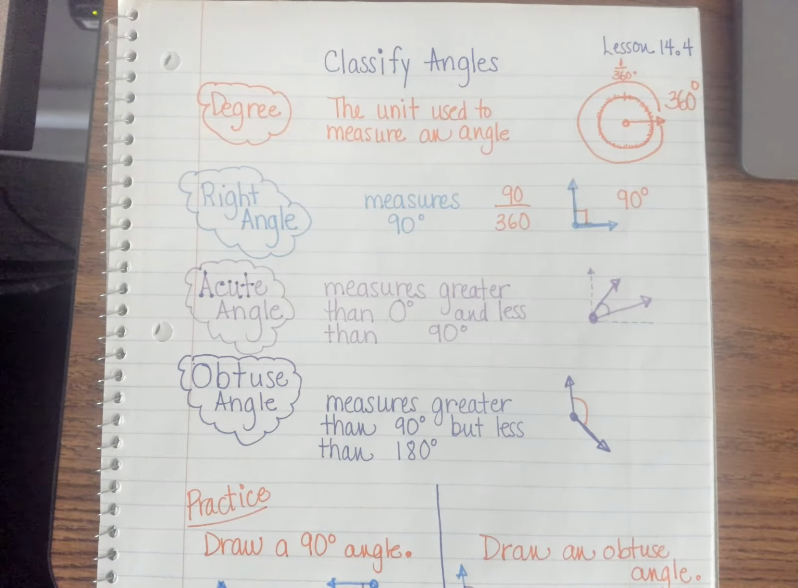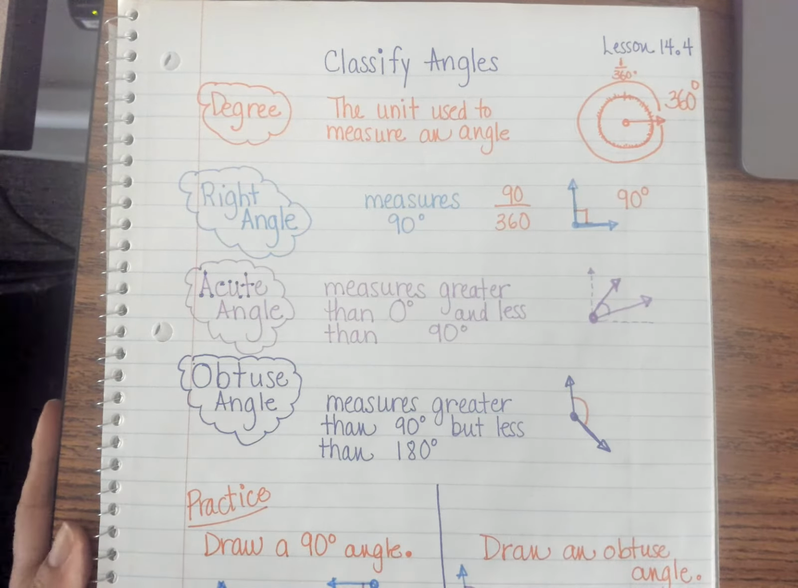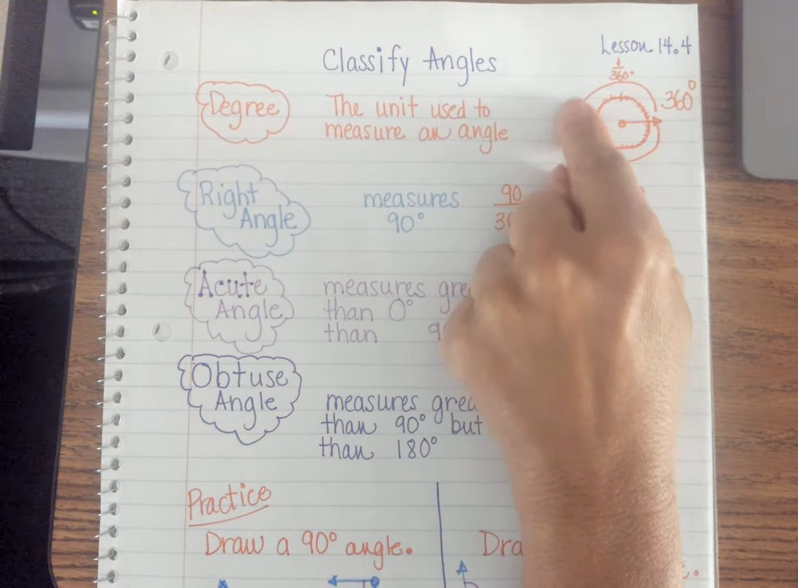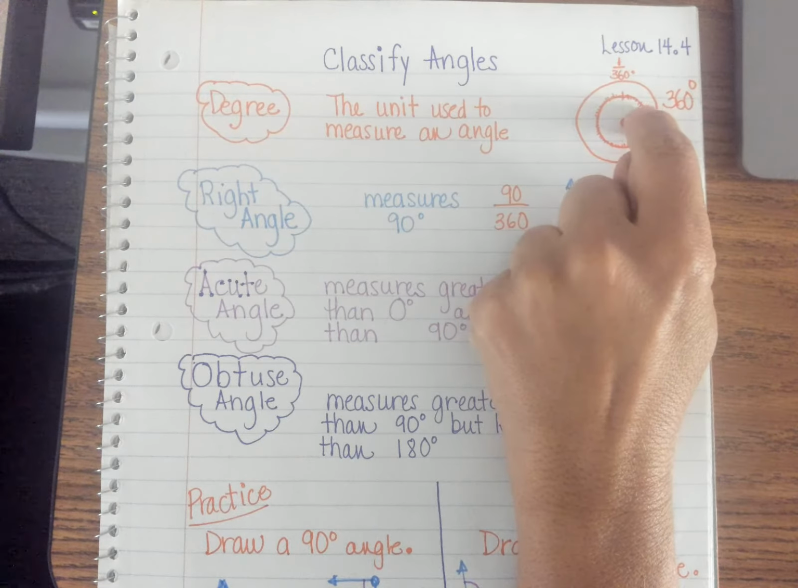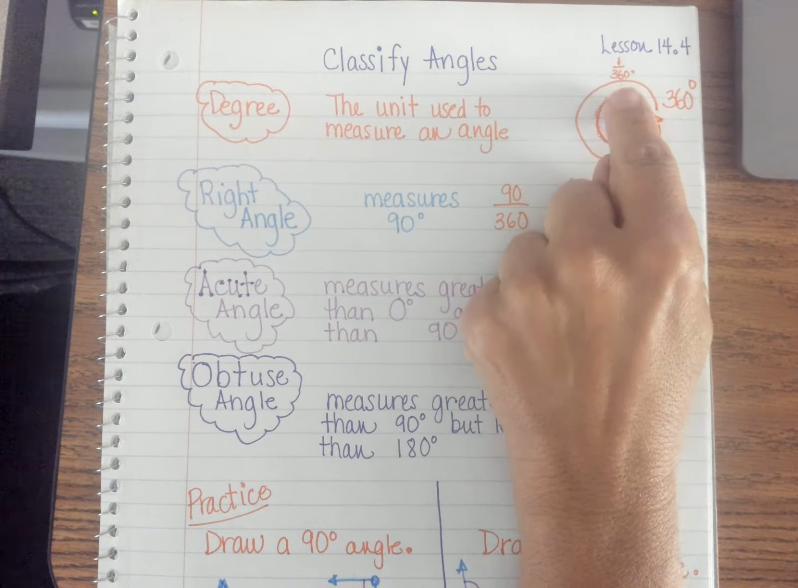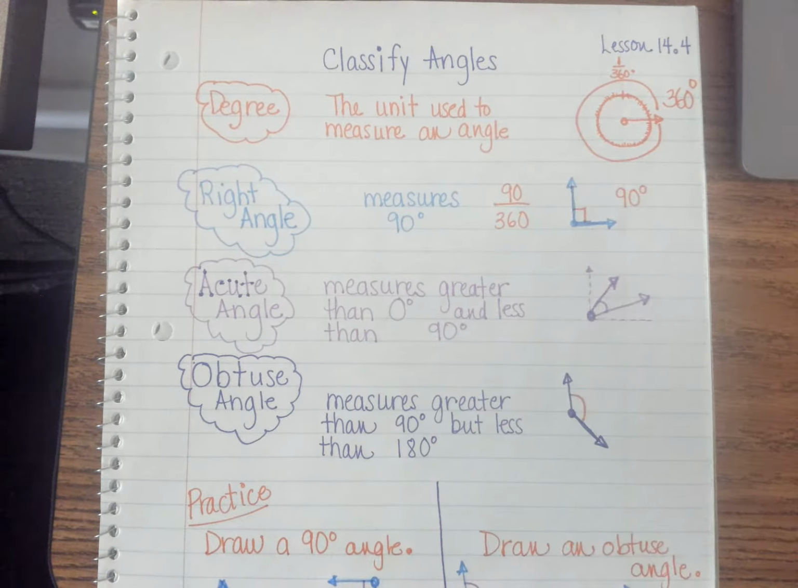As you can see, this is lesson 14.4 and it's a review. So we talked about what 1 degree means. A whole turn is 360. There should be 360 little lines. And if you move one, it's only 1/360th.